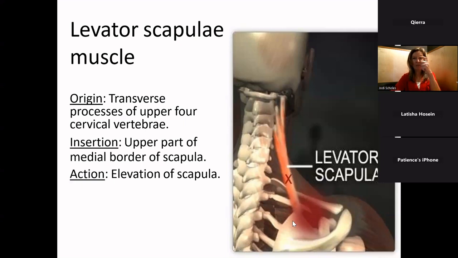Right at the very top of that medial border of the scapula, which is why the name... I love this muscle because the name actually says what it does. The levator, elevator of the scapula. Yeah, that's its major function.